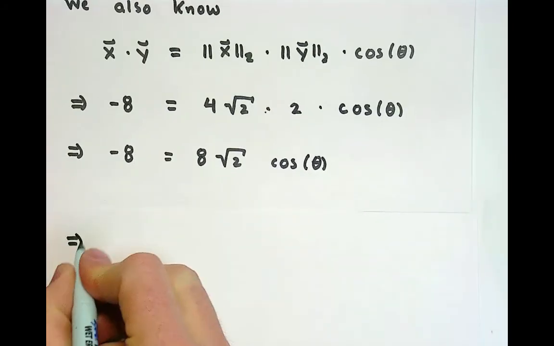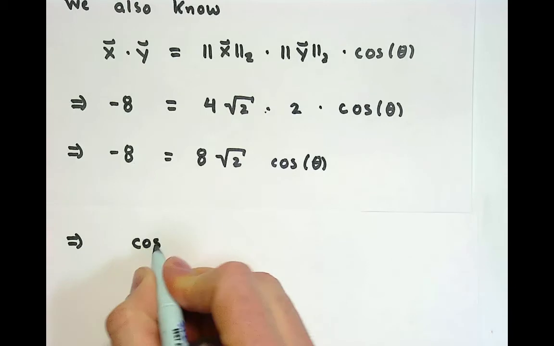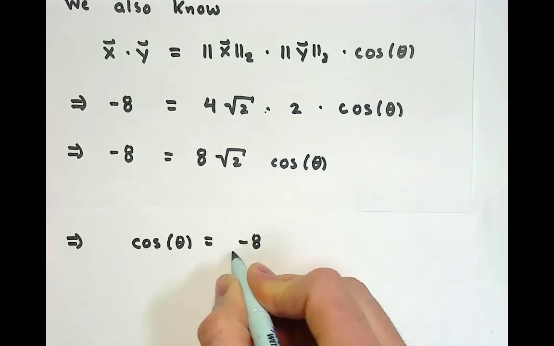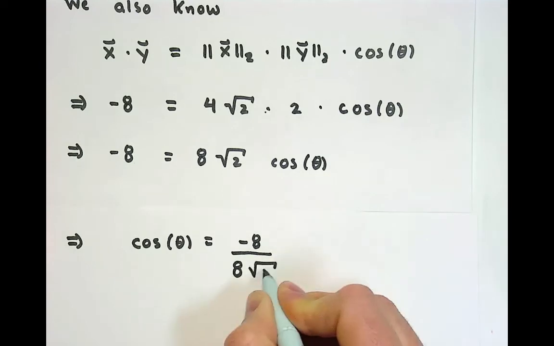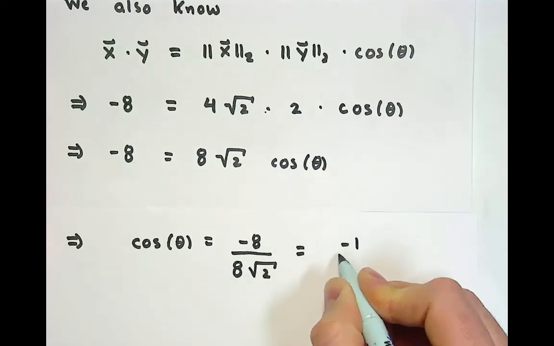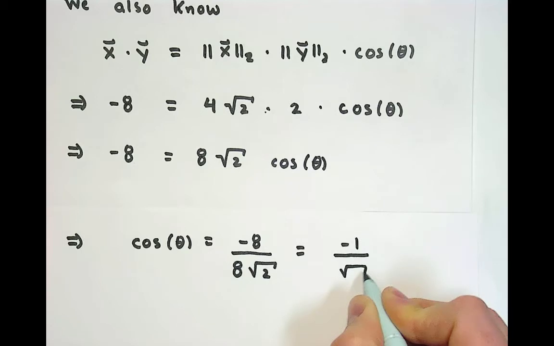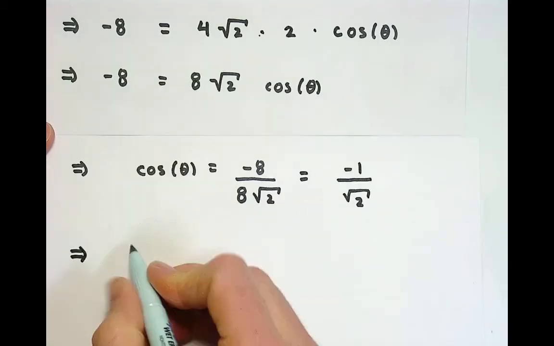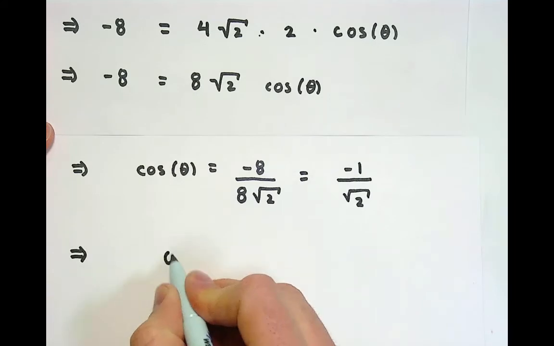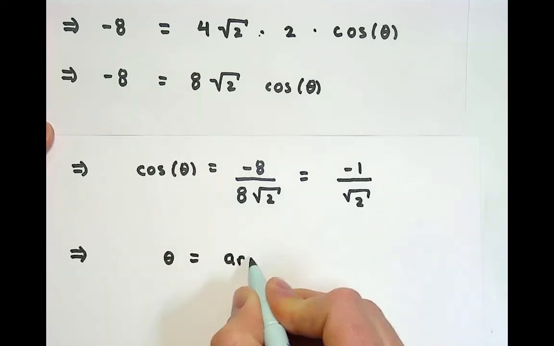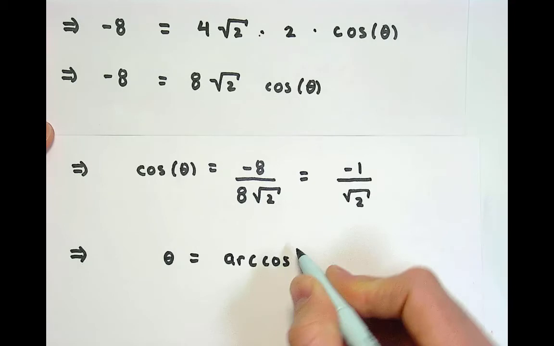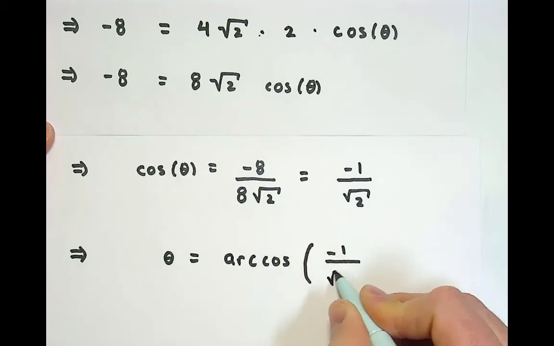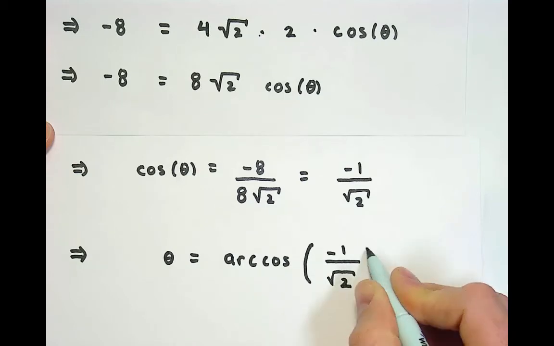And then this results in an analysis that the cosine of theta is given by -8 divided by 8 square roots of 2, which could be simplified as -1 over square root of 2. And we can actually find exactly what theta is using the arc cosine, or the cosine inverse function, which has a very specific range and domain to make it an inverse.